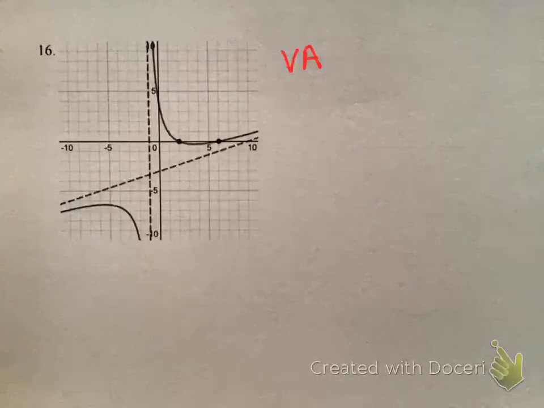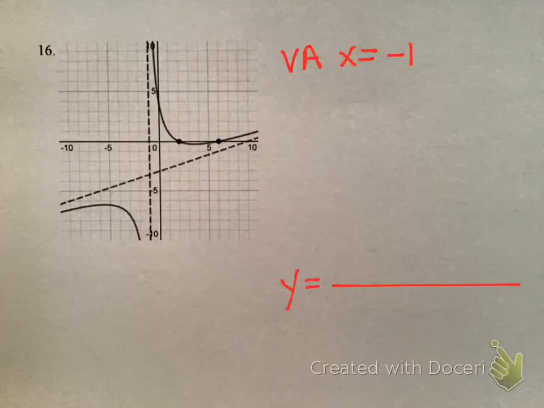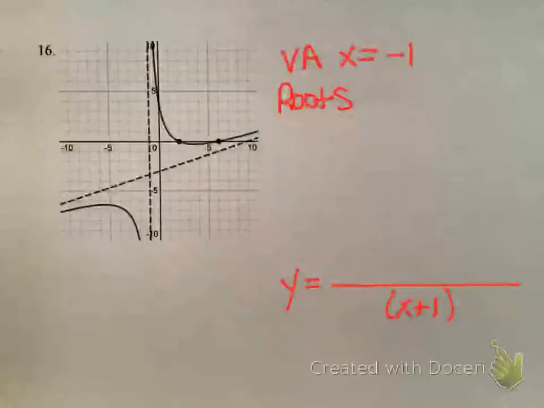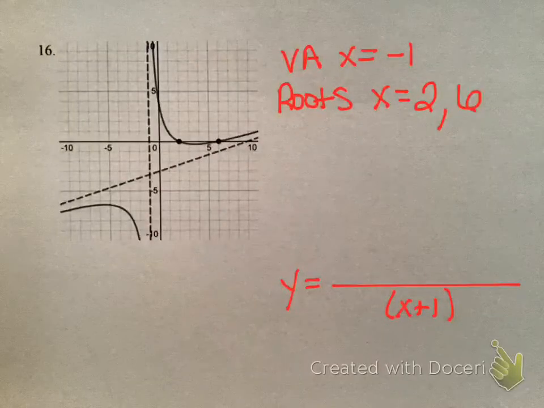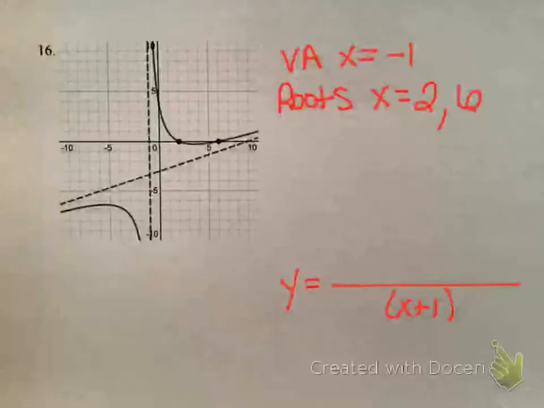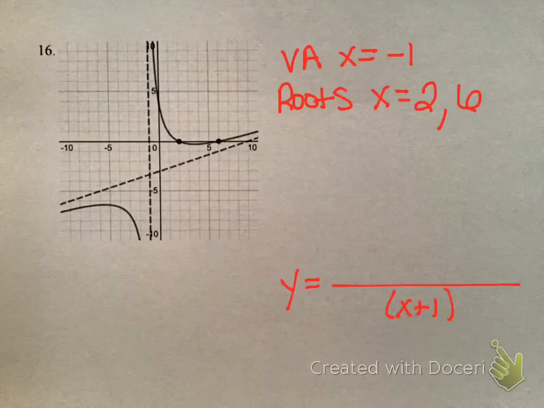And then when you're ready, you can come back and you can see that we have a vertical asymptote at x equals -1. So that would give me an x plus 1 in my denominator. I have 2 roots, or x-intercepts, at x equals 2 and at x equals 6. Once again, it looks like I can tell where my y-intercept is, but they did not put a dot on it, and so I cannot definitively say where my y-intercept is.